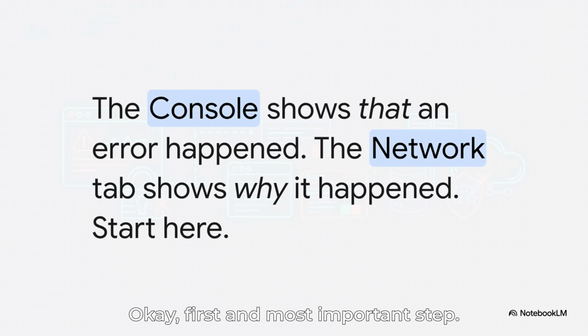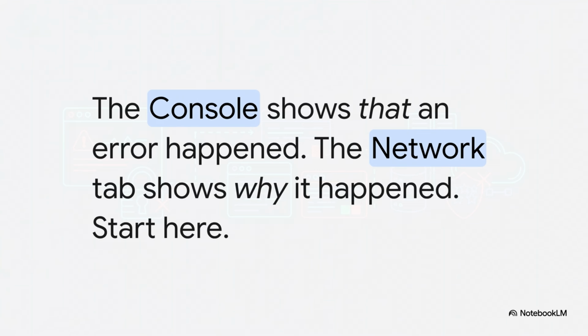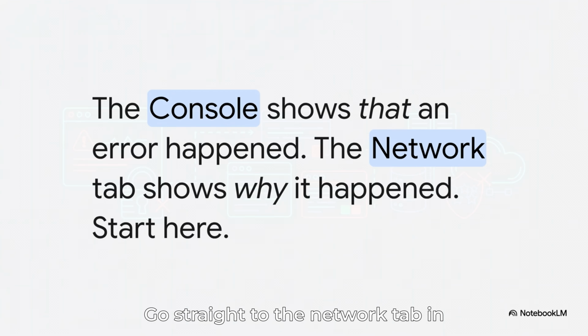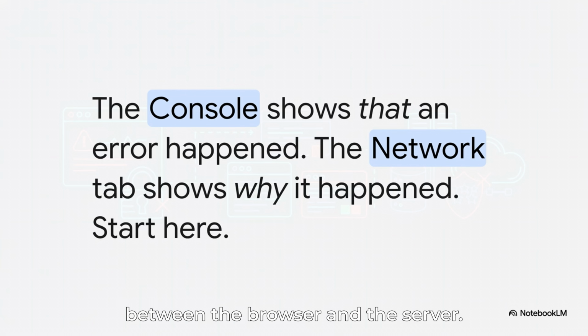Okay, first and most important step. For a second, ignore the console tab. Go straight to the Network tab in your browser's DevTools. The error message in the console is usually super generic for security reasons, but the Network tab shows you the entire raw conversation happening between the browser and the server. That's where the clues are.